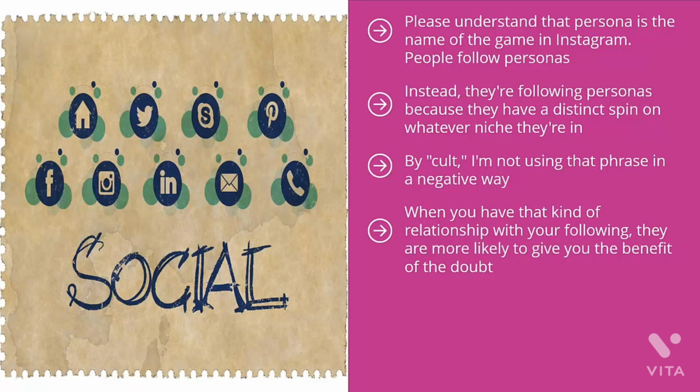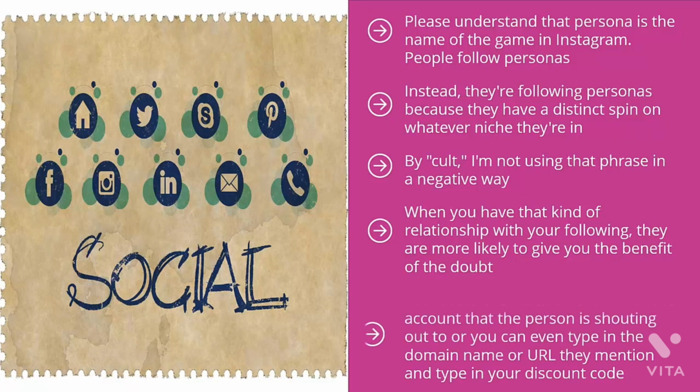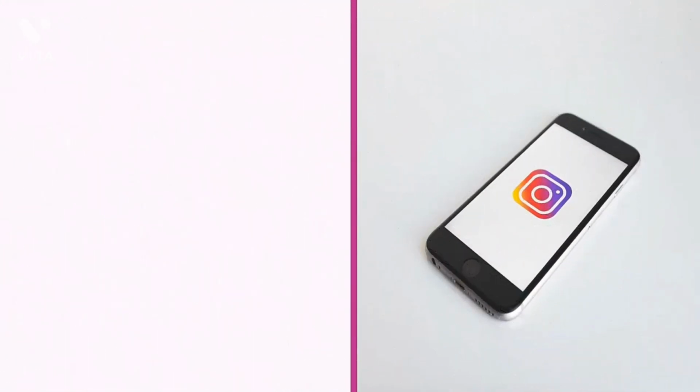For example, if you follow somebody who you can count on to publish the very best pictures of luxury watches that he or she actually wears, chances are you would sit up and pay attention when this person posts a picture of a really nice-looking big brand watch with the message 40% off on it. That would get your attention. You would then click on the link of the account that the person is shouting out to, or you can even type in the domain name or URL they mention and type in your discount code. That's how influence works. It's all about this cult of personality.